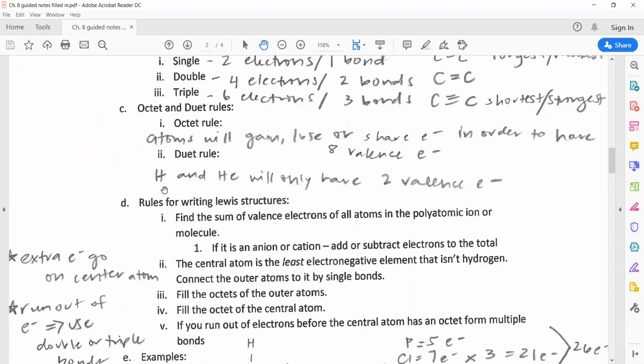They will only have 2 valence electrons, primarily hydrogen, because once again, helium's not going to bond a ton. So we really have to remember that hydrogen only wants 2 electrons. And if that's the case, that means it only wants 1 bond. So hydrogen can only have 1 bond, and then it is done.